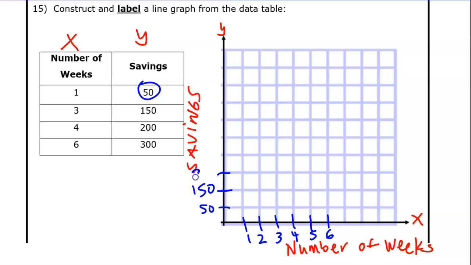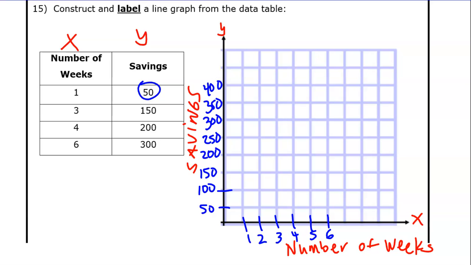See, I can't just write my numbers like this because that's not consistent. Each box has to be 50. This box is 100, so that's inconsistent. You see that? They have to be the same size. So notice that I'm labeling 50, 100, even though I don't need to graph a 100. 150, 200, 250, 300, 350, 400, and I can keep going.